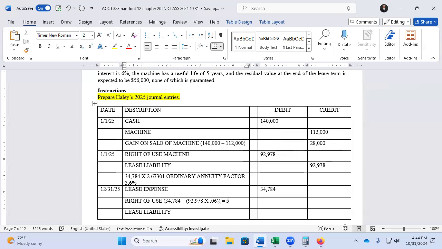And that comes out to be 5,579. And so, I'm sorry, that is that number, but that's not the right number. So that'll be 5,579. This number is 29,205. So here, 29,205, and then the lease liability, 5,579.